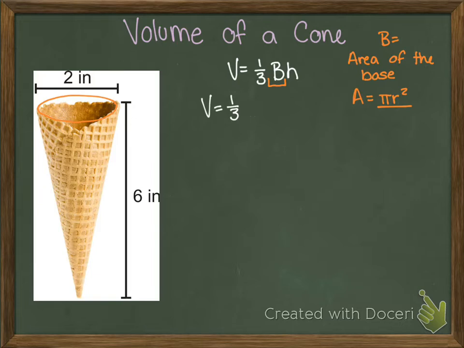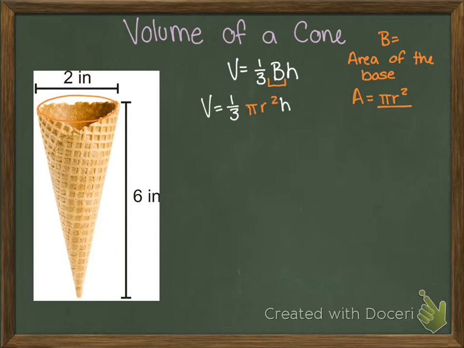I want to do that in orange. So pi radius squared, and then do not forget height. All we did was replace big B with the actual formula for the area of a circle. Now we need to go ahead and define all of our terms here.